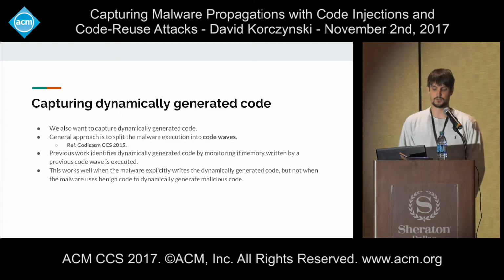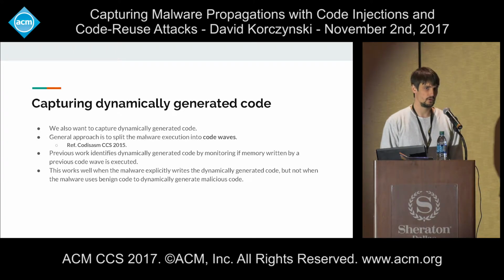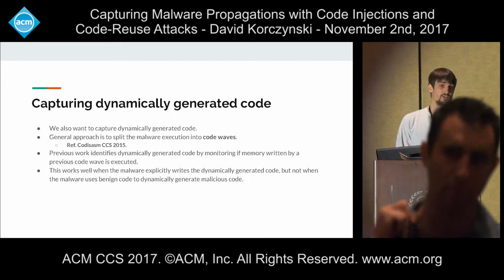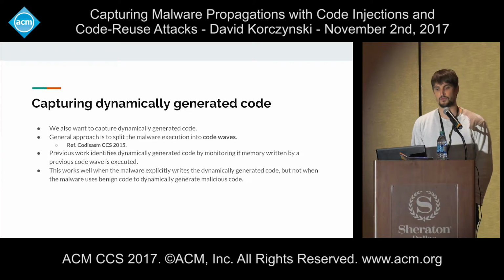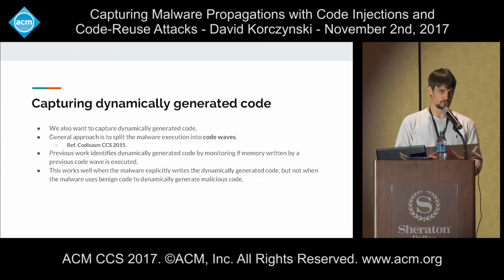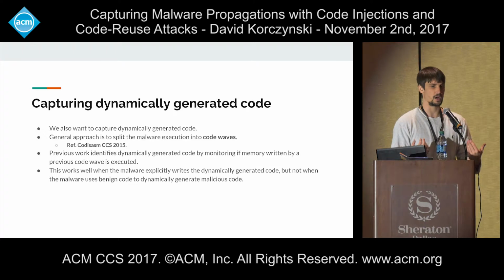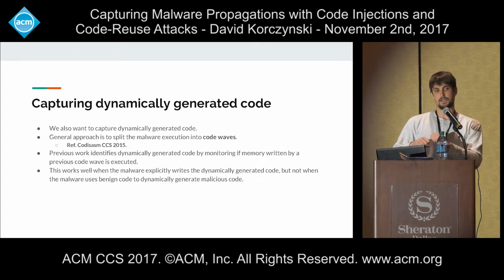A second thing we look into is how to capture dynamically generated code, which has been a very common feature in malware analysis. You often use that for automated unpacking. The general approach is to split the code execution into multiple code waves. The way previous work does it is they set the first code wave to be the malware when it's loaded into memory. Then they look for all the memory writes performed by each code wave, and whenever an instruction is executed that was previously written by a prior code wave, then we have dynamically generated code.